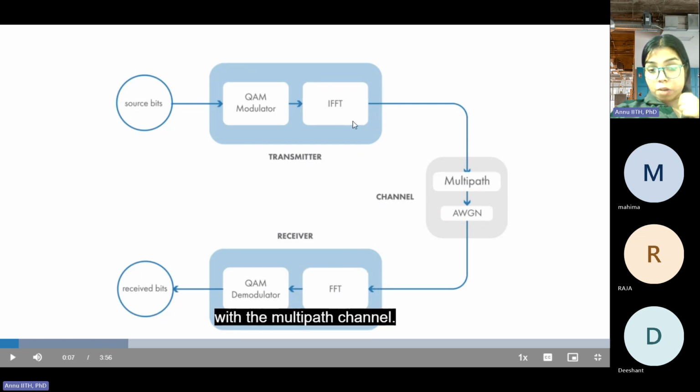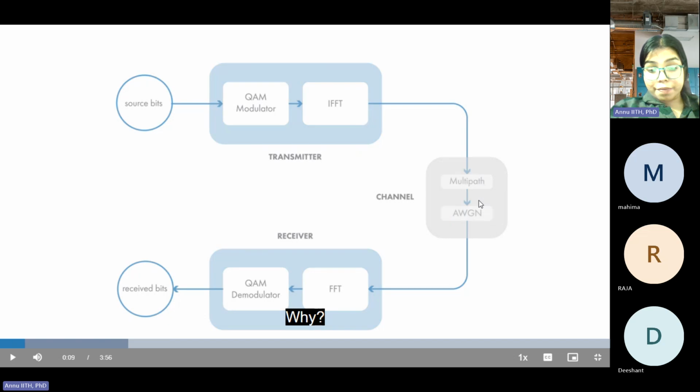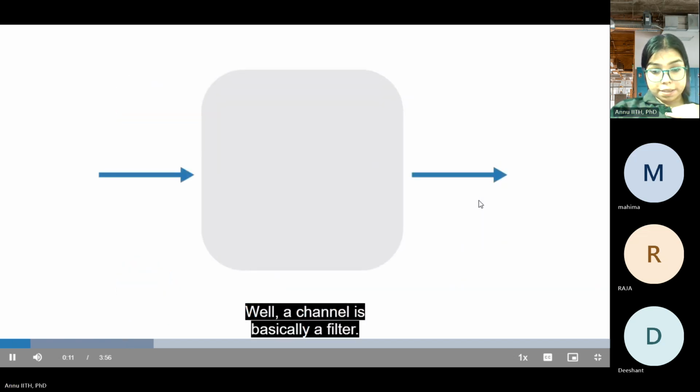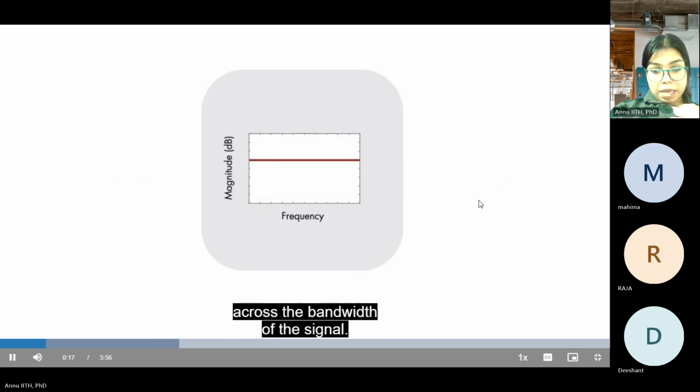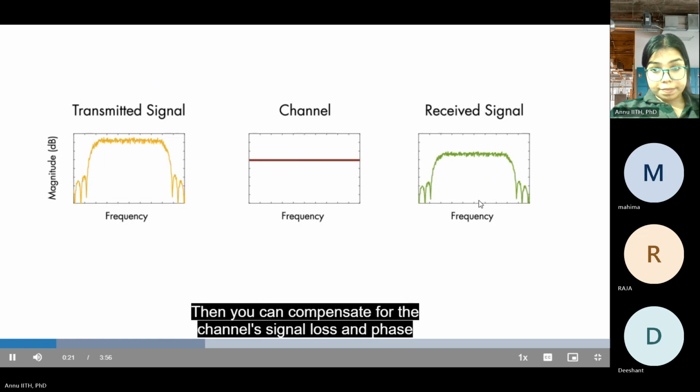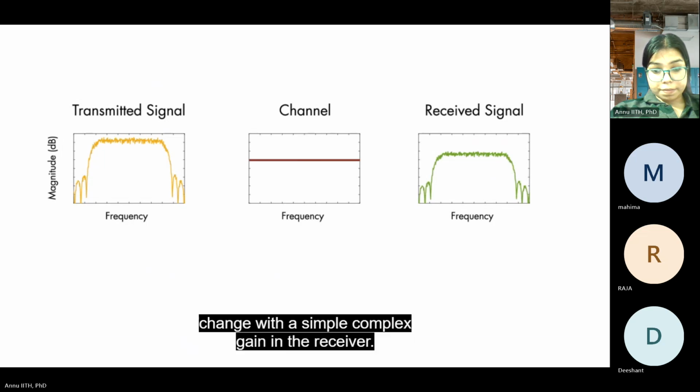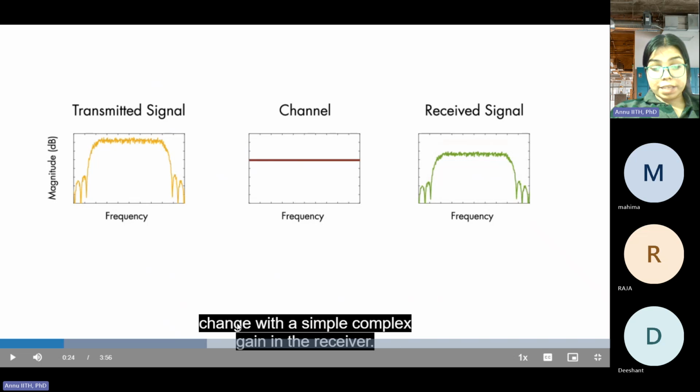Now, as we just saw, IFT doesn't help with the multipath. Symbols are still smeared into each other. But what can be the reason? Because a channel is basically a filter. That's why we represent it with respect to impulse response. And ideally, that filter should be spectrally flat across the bandwidth of the signal. Then you can compensate for the change with a simple complex linear receiver.